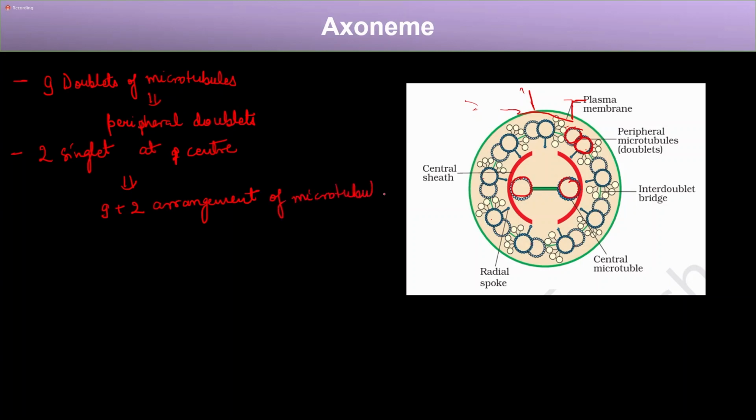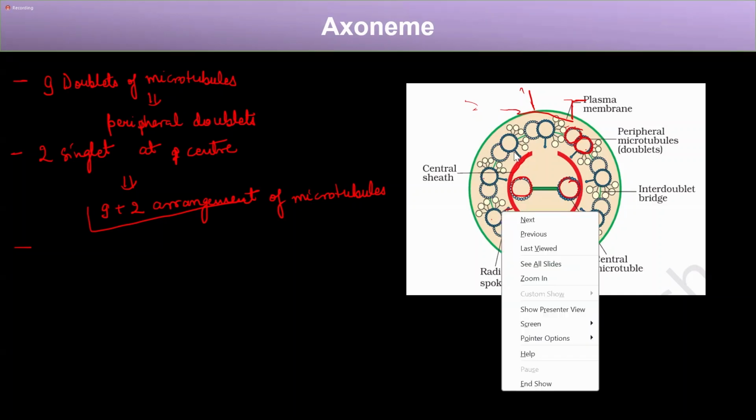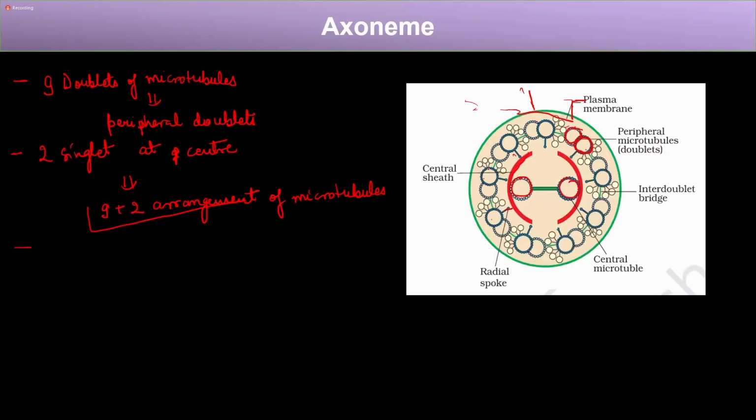So if someone asks, what is the arrangement of microtubules in axoneme? It's 9 plus 2 arrangement. Now, apart from this, we can also see this red color structure, right? This red color structure is known as the sheath or central sheath. And what is the role of this central sheath? It connects the singlet with the doublet. And how is it connecting it? It is connecting it with the help of this radial spoke.